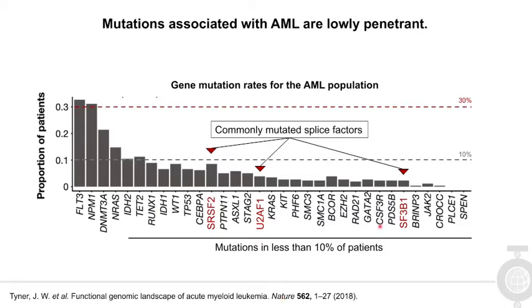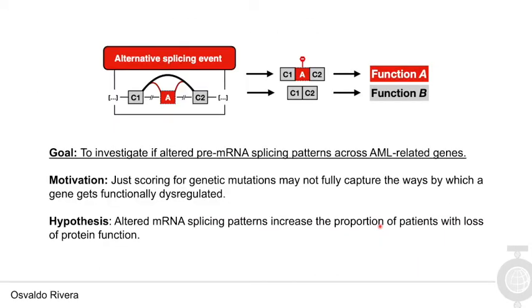Importantly, however, mutations are not the only way to dysregulate a gene. In particular, as most of you may know, alternative pre-mRNA splicing is a gene regulation mechanism capable of disrupting or altering protein function. Therefore, we sought to investigate if altered pre-mRNA splicing patterns increase the proportion of patients with loss of protein function for a particular gene.